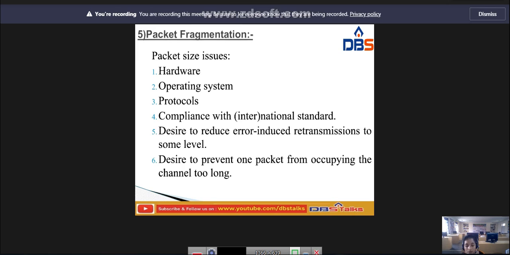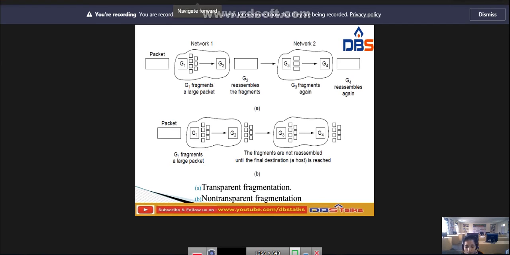The alternative solution to this problem is to allow the routers to break up the packet into fragments, sending each fragment as a separate network layer packet. There are two kinds of fragmentation techniques which are often used, namely transparent fragmentation and non-transparent fragmentation. First one is transparent fragmentation.